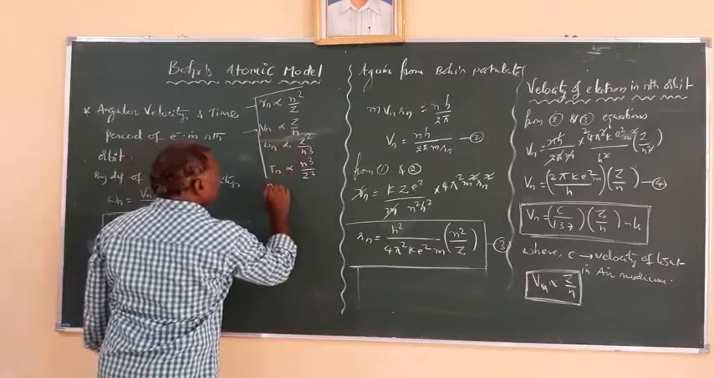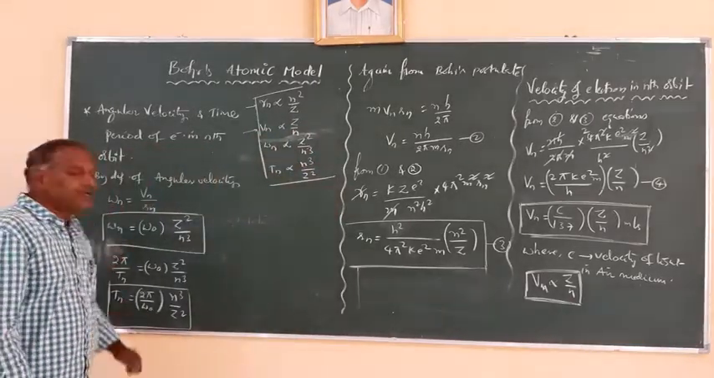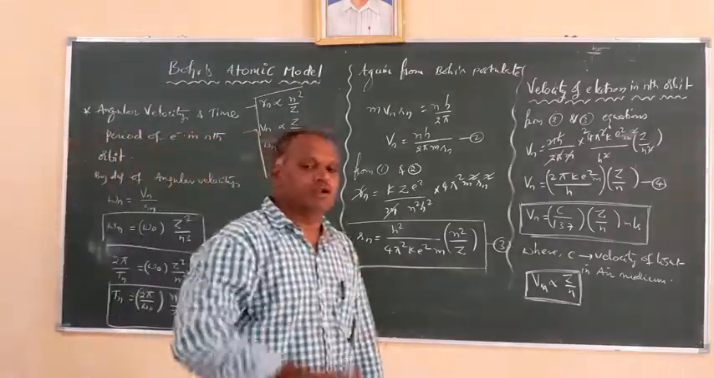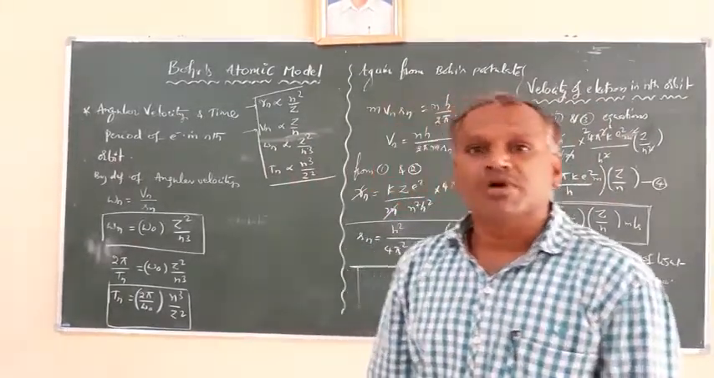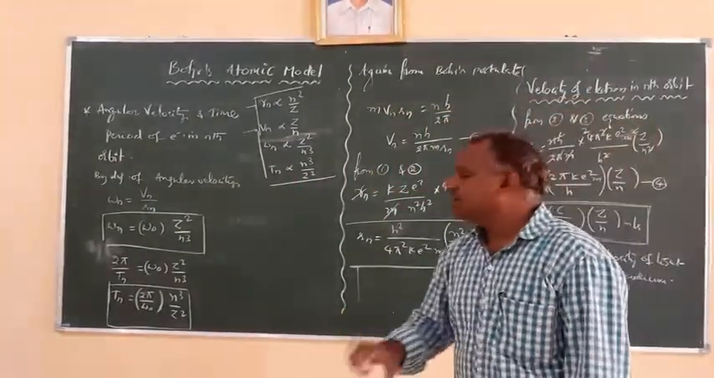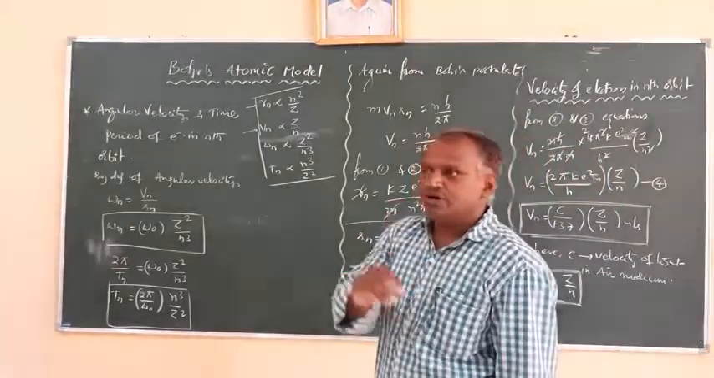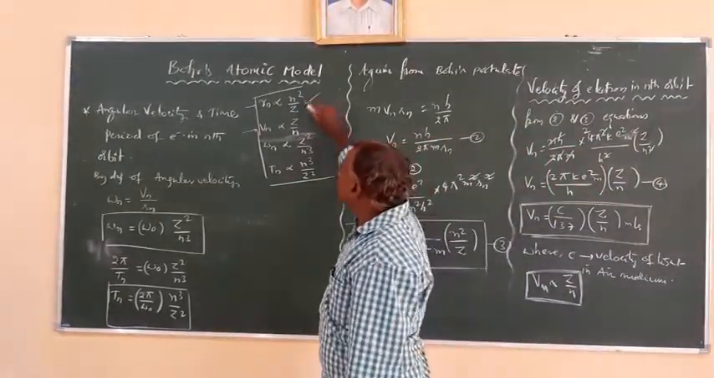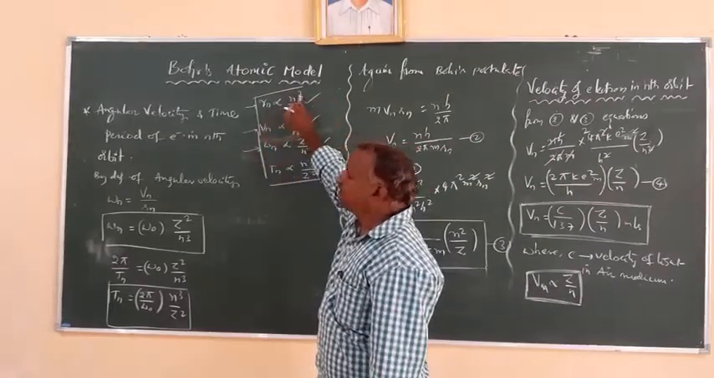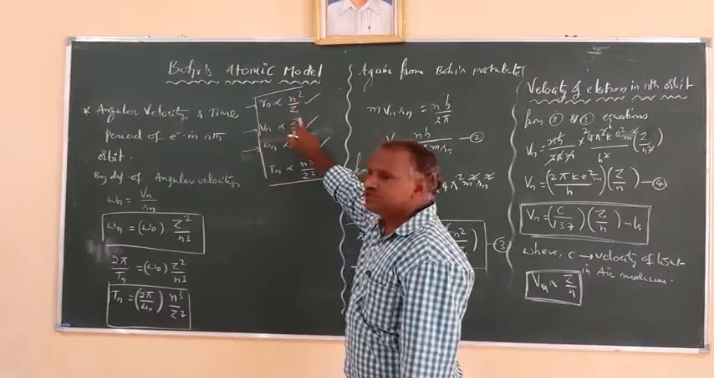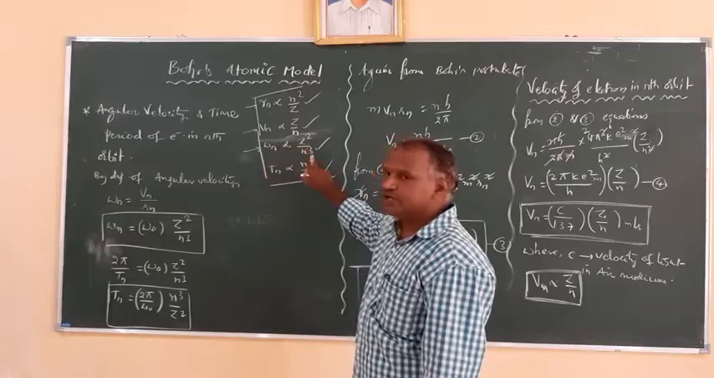These are the different points you have to remember. Omega n and Tn are independent of the mass of the electron. It does not depend on the mass of the electron. These four are very important: the radius of electron, n square by Z; the velocity of electron, Z by n; and omega n, the angular velocity of electron, Z square by n cube.